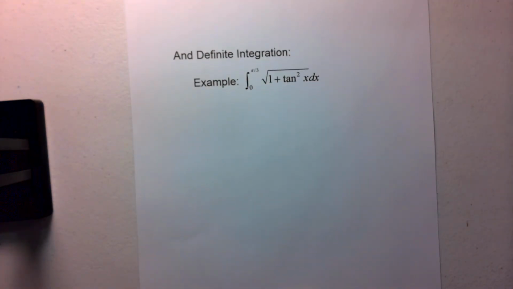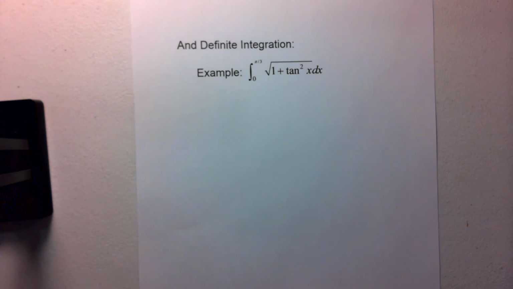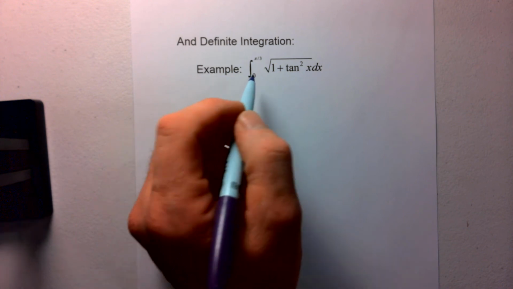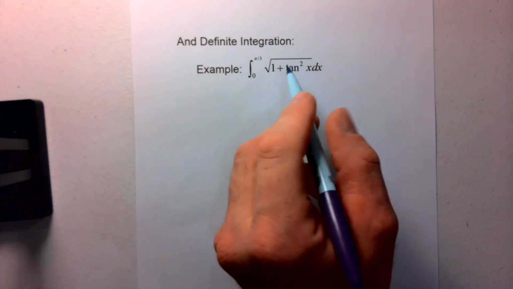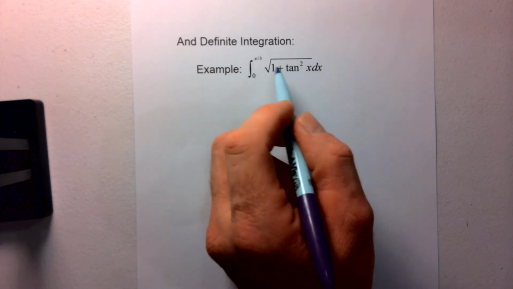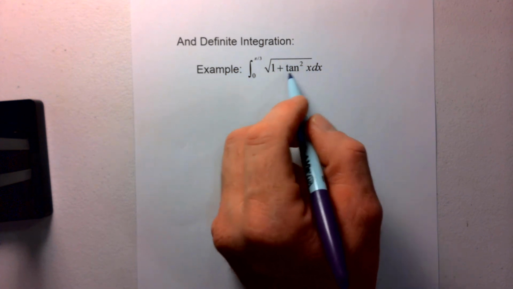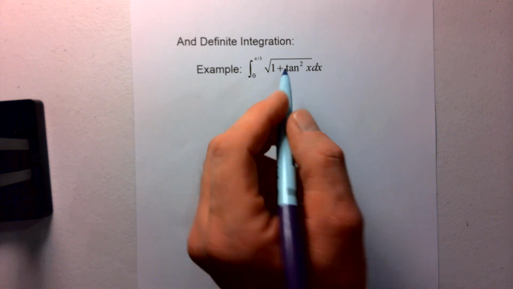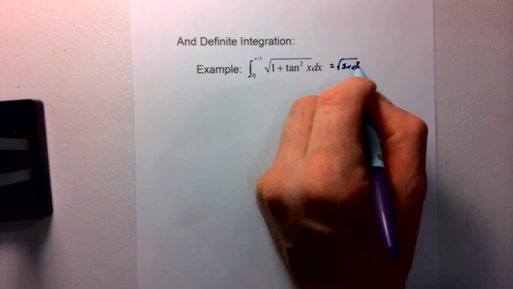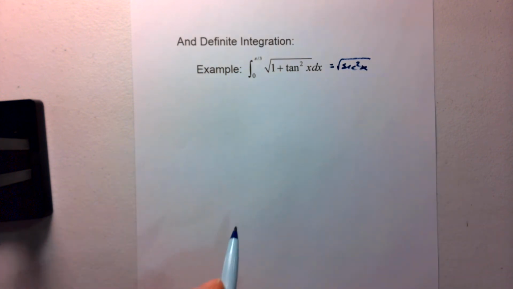And then our last one, I just want to do a quick definite integration, just to kind of get you through that as well, but nothing that we haven't seen before. Well, maybe we haven't seen before. The square root of 1 plus tangent squared. The first thing we should see is that that is a trig identity. That equals the square root of the secant squared of x, doesn't it?